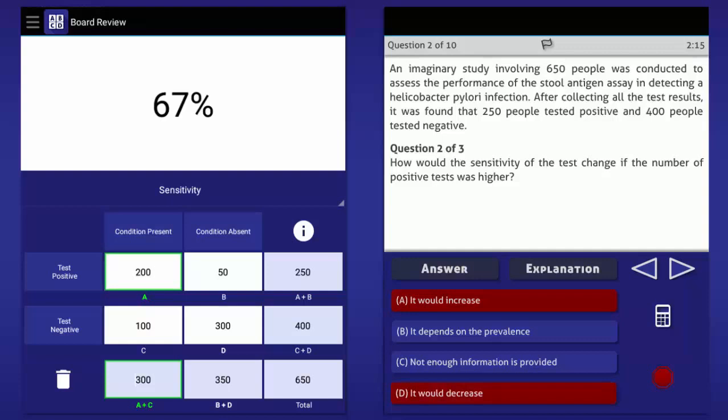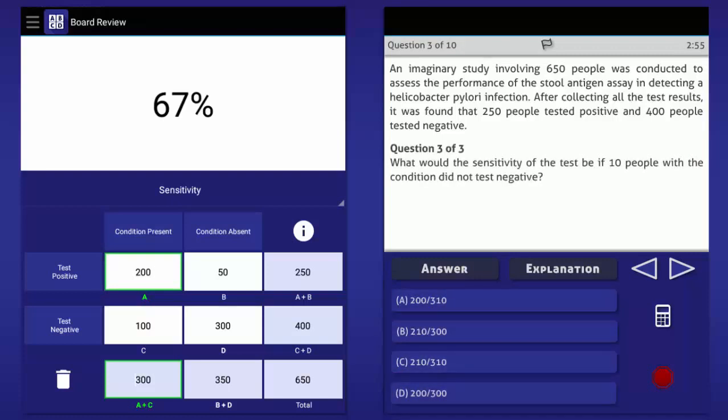The sensitivity only takes into consideration people that have the condition, and thus it is completely independent of the prevalence. Since we do not know whether the positive tests were true or false, there is not enough information to determine whether or not there would be a change in sensitivity.